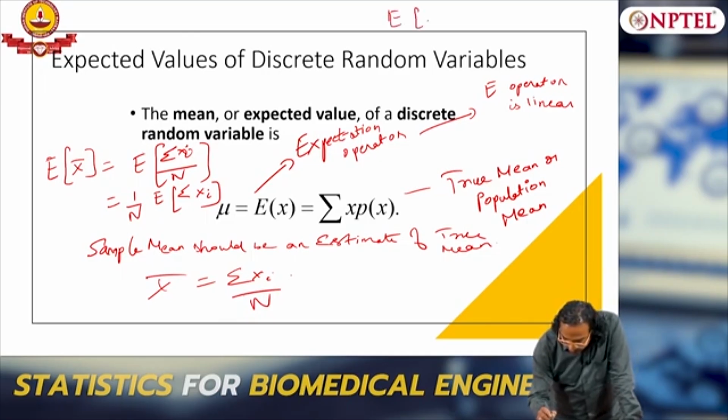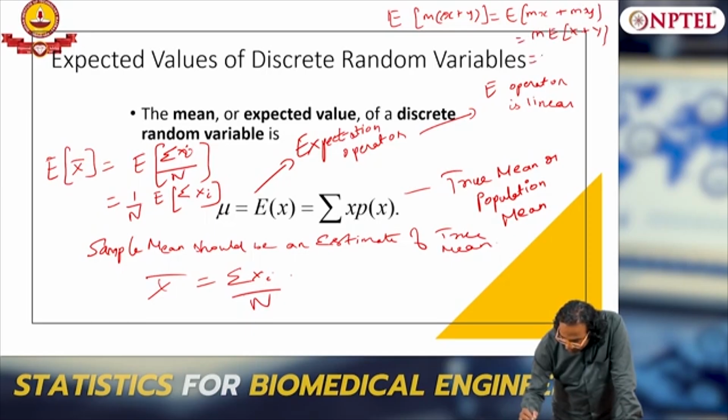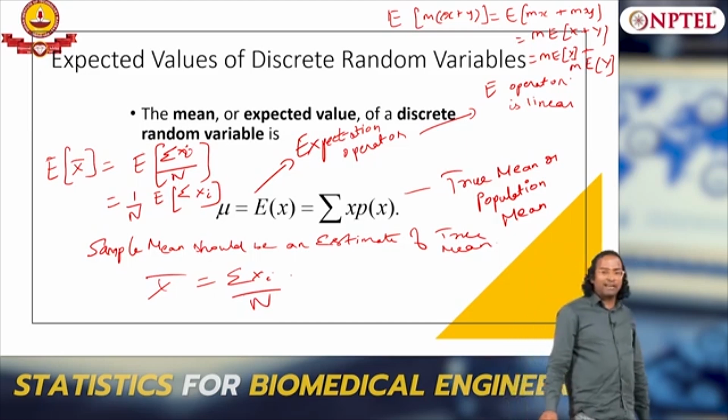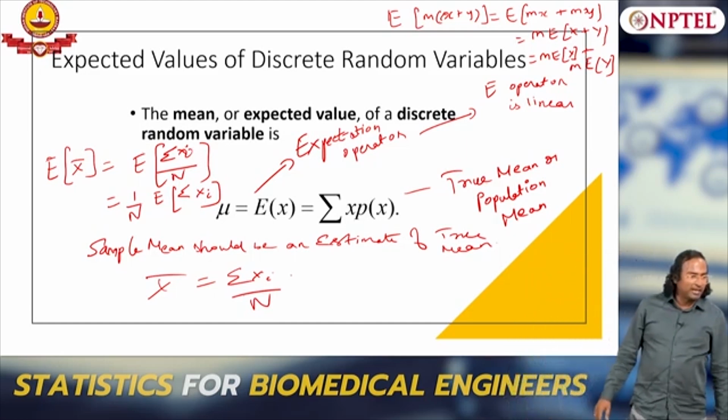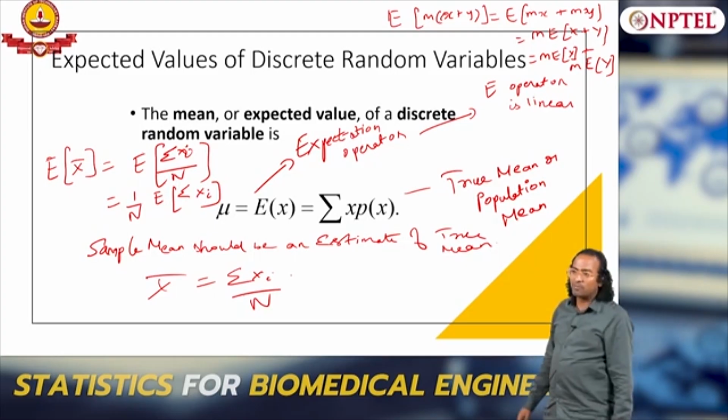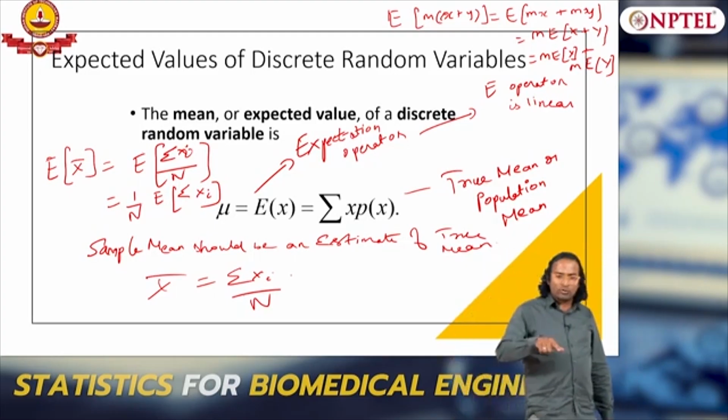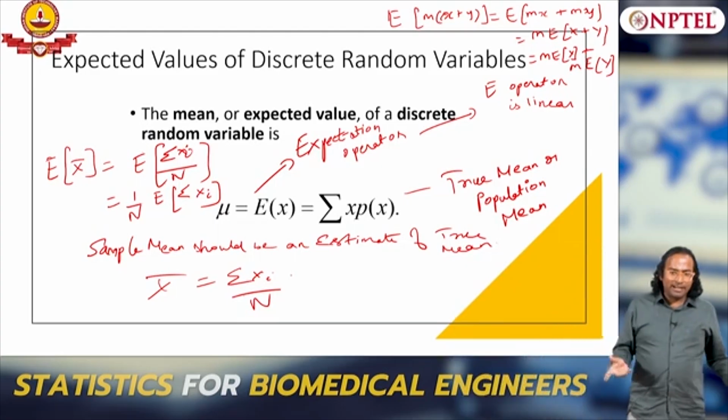Expectation of m times (x plus y) is what? If m is a constant, this is nothing but m times expectation of x plus m times expectation of y. You all know what linearity is, right? Or should I explain to you? Transformation of a1 x1 plus a2 x2 equals transformation of a1 x1 plus transformation of a2 x2, right? That is what linearity is.